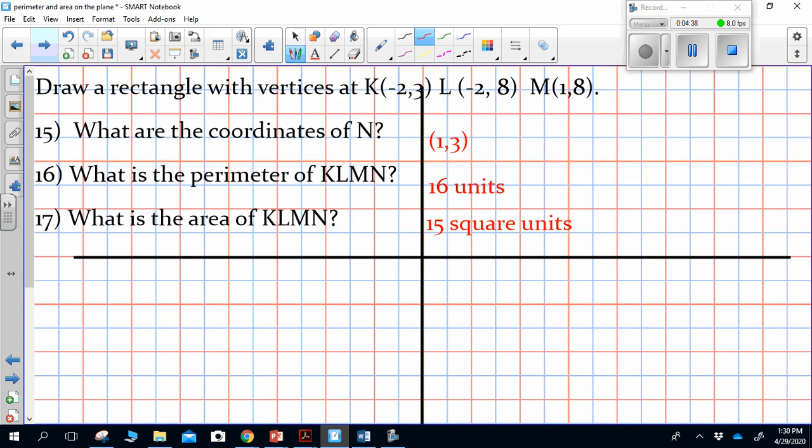And then the final section, you were given -2, 3, -2, 8, and +1, 8, and then asked to find the coordinates of n. And so they would have been 1, 3. The perimeter is 16, and the area is 15 square units. So make sure you've gone through this and then complete the exit ticket. Thank you so much.